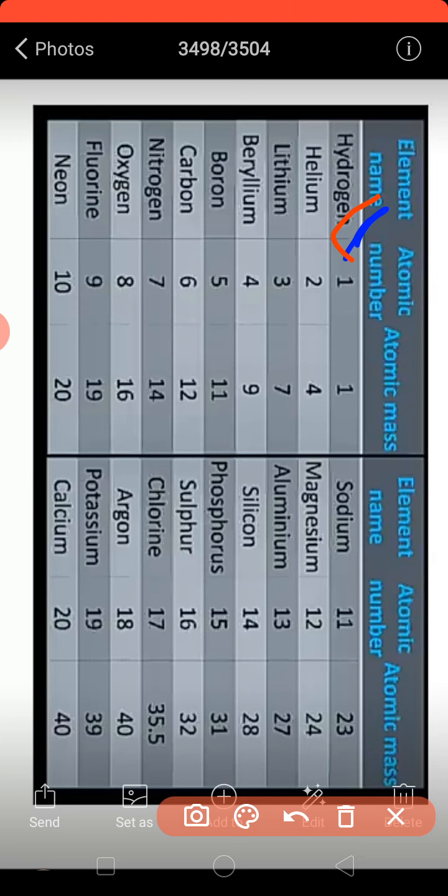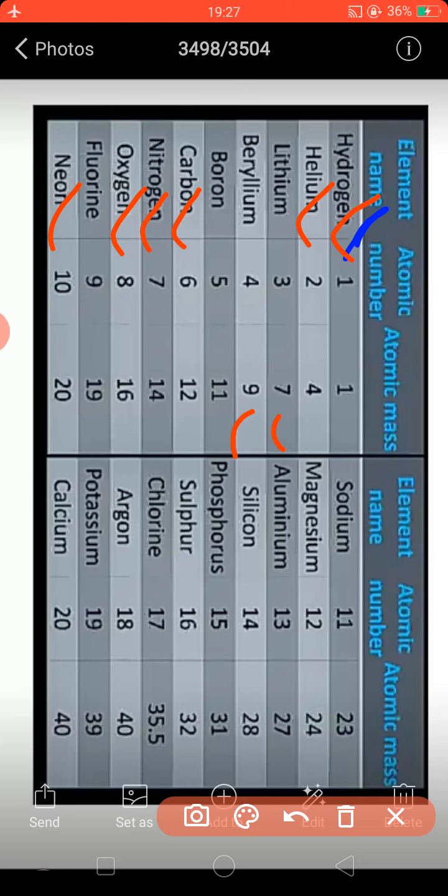Similarly, lithium. As I have already told you, there is no hard and fast rule that atomic mass is double the atomic number. In some cases it is exactly double, like carbon, nitrogen, oxygen, helium and neon. But in certain cases it is more than that, and that is only because of the presence of extra neutrons, and you have to remember these things.